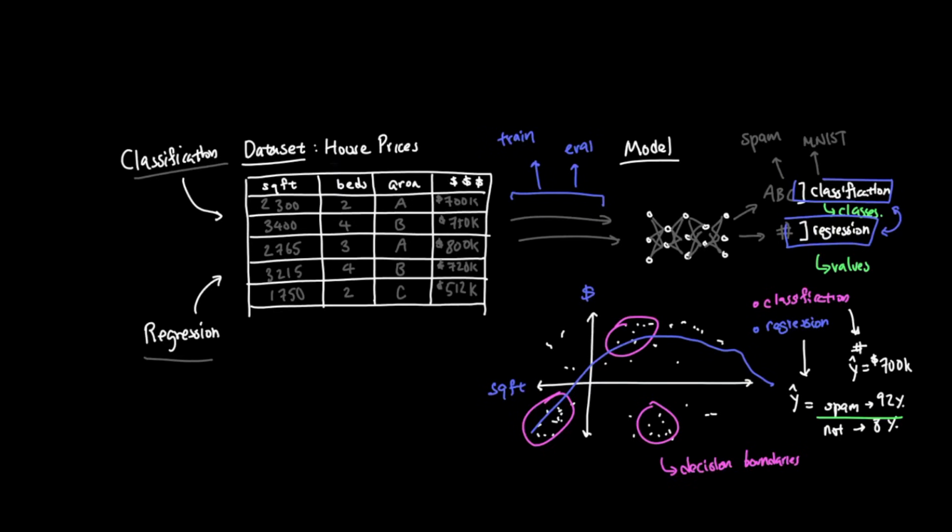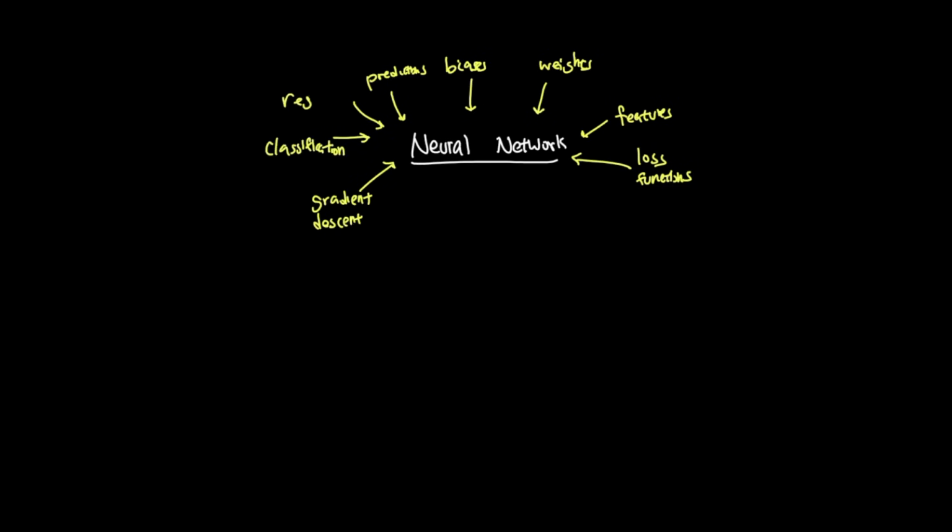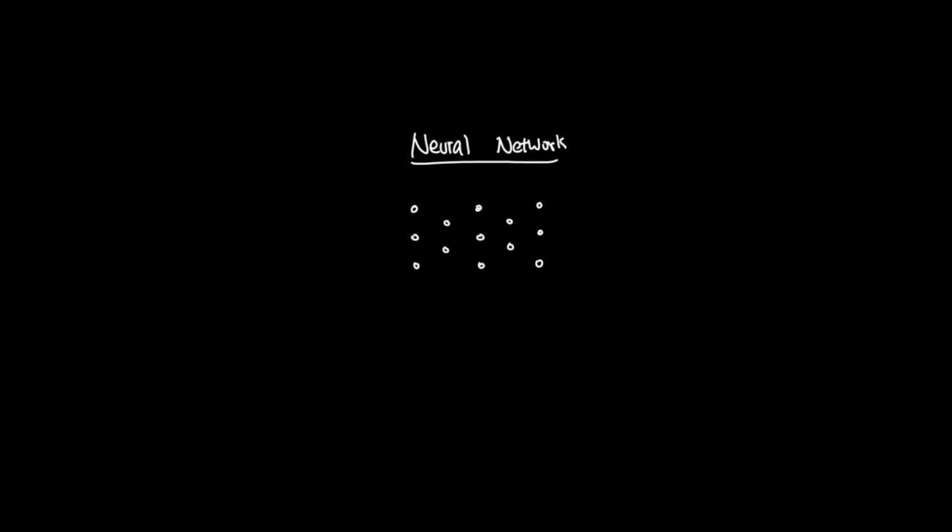Simple models can work for simple patterns, but complex problems often need more flexible models. That brings us to neural networks. Now we're at an exciting part. Neural networks are where a lot of ideas we have covered come together: features, weights, biases, predictions, loss functions, gradient descent, classification, and regression. Buckle in. A neural network is a machine learning model made of many small mathematical units connected together.